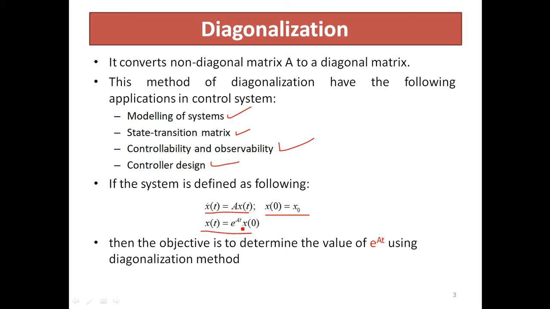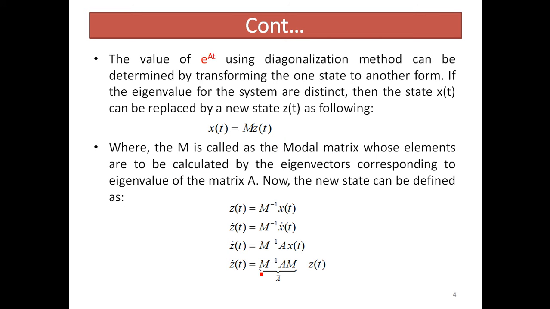So our objective is to determine the value of e raised to A t using the diagonalization method. So if you are using the diagonalization method, how would you determine the value of e raised to A t? The state transition matrix can be determined by transforming one state to another state. Here our state is x t and a new state z t would be there. So how is x t related to z t?